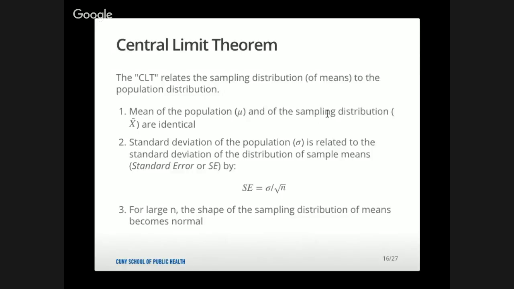And then finally, for large sample sizes, the shape of the sampling distribution of means becomes normal, regardless of what shape the population distribution has. This is a very important result, and all of these have practical implications for your data analysis. So these are the 3 components of the central limit theorem. There's just 3.